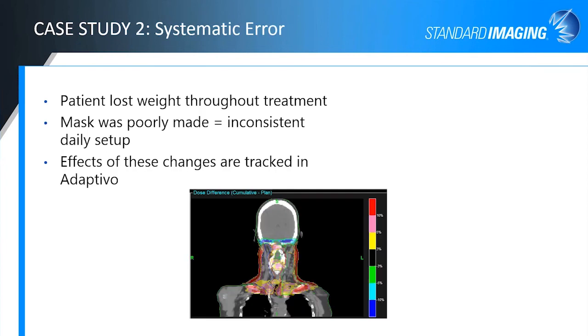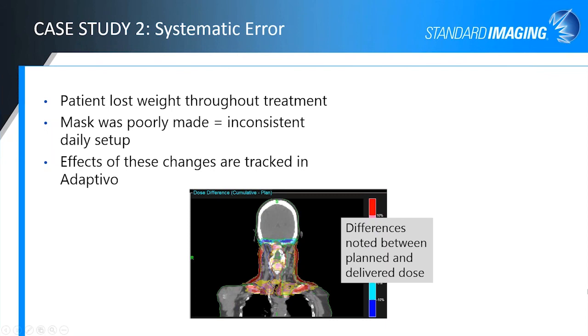The second clinical example is an example of systematic error. So the most common type of systematic error occurs in head and neck cases, typically because they lose weight. In this specific instance, we had a mask that was poorly made, and which impacted setup. But the effects of all of this can be tracked in Adaptive.